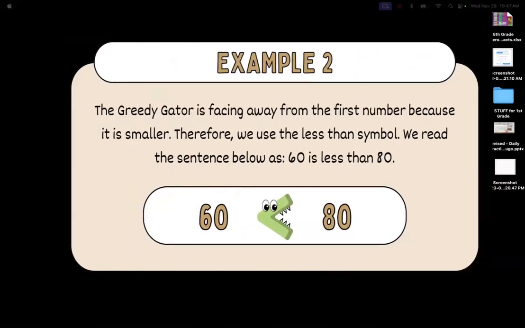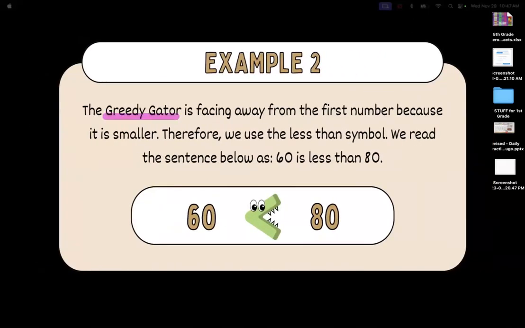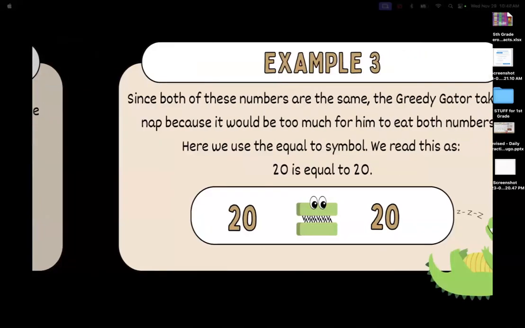Okay, let's look at this one. The greedy gator is facing away from the first number. So he's away from the first number because it's smaller. So 60 is smaller than 80. So he's going to eat the bigger number. He wants to go this way. Nom, nom, nom, nom. So 60 is less than 80. Okay, so let's keep on looking.